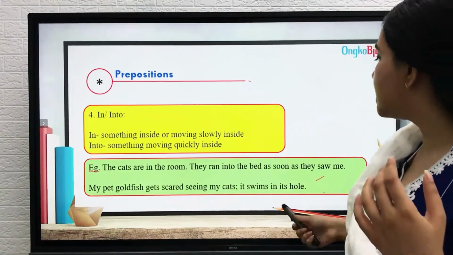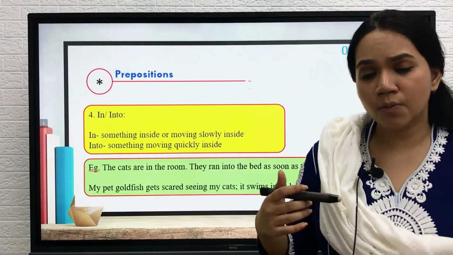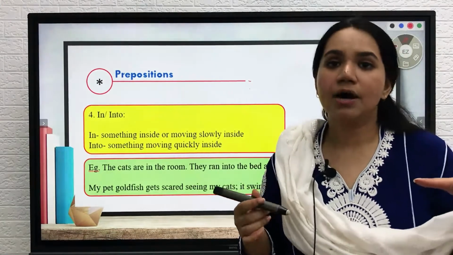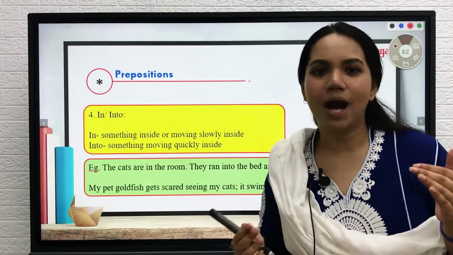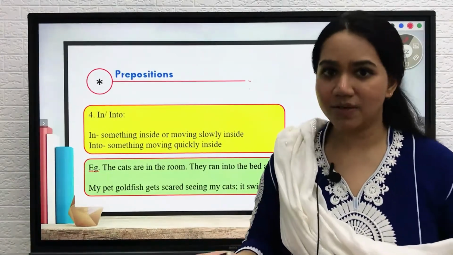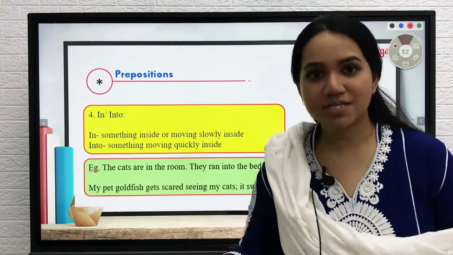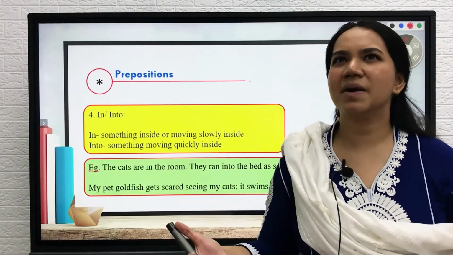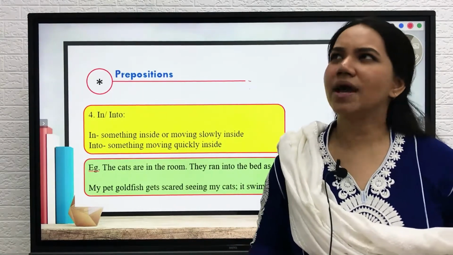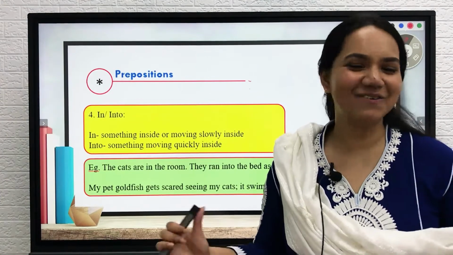Okay? But if I say they ran into the bed as soon as they saw me, the moment that they saw me on the bed, they ran into the bed. Why? Because we know cats, whenever they see their owners or their masters or their lovers, right? I don't like to use the word master when I refer to pets, because pets are your friends. In a way, you are slaves to your pets, right? Or whatever.